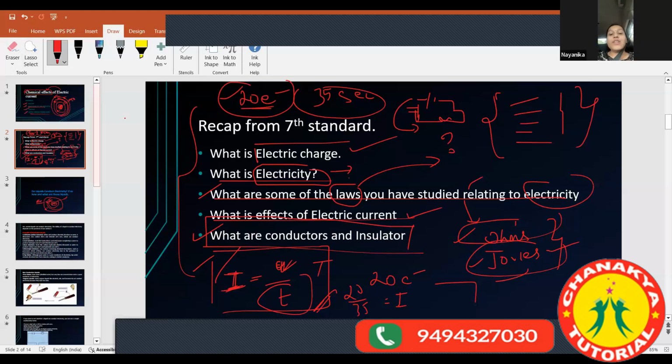A conductor is a material which can allow electricity to pass through. An insulator takes in the electricity but does not allow it to pass through. Give examples. A conductor could be copper and an insulator could be wood. Wood, okay, fine. Is that correct? Is Nayanika correct? Yes. Fine, that's conductors and insulators. I hope everybody knows, right?